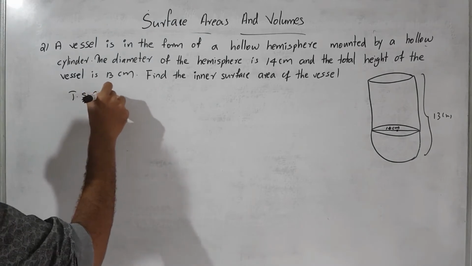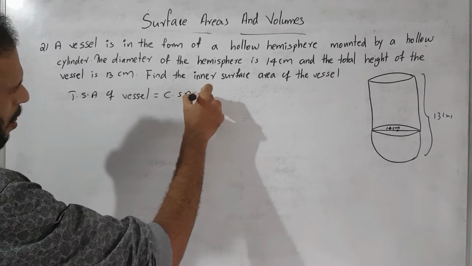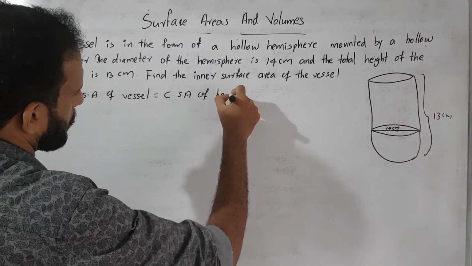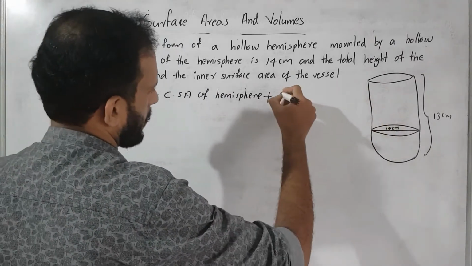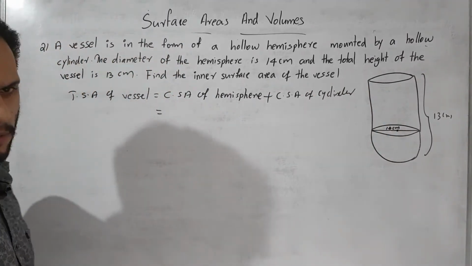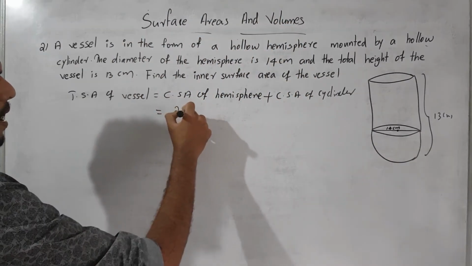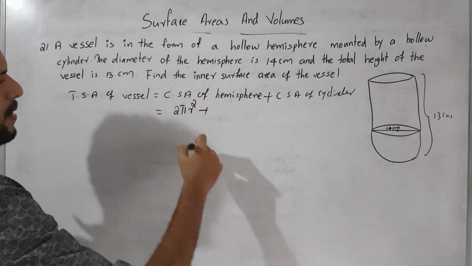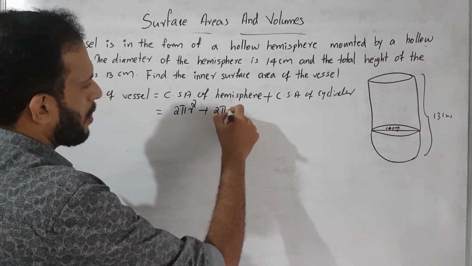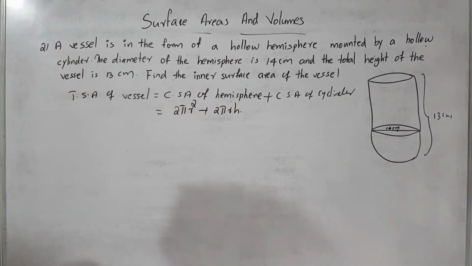TSA of the vessel is equal to, not TSA, CSA of hemisphere plus CSA of cylinder. Okay, then what is the equation of CSA of hemisphere? CSA of hemisphere is equal to 2 pi r square, plus what is the CSA of a cylinder? That one is 2 pi rh. Okay, 2 pi rh. Then we want to write one by one.